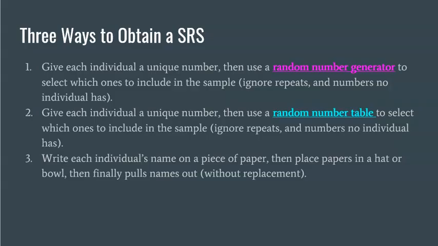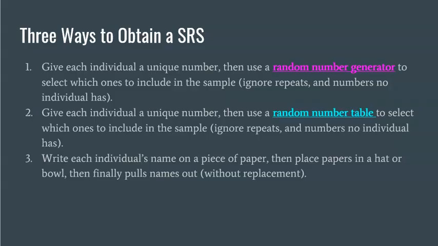The third thing you could do is the more elementary-ish approach, something that most kids would come up with if I had to ask them on their own how to do this. They would just say, well, let's put everybody's name on a piece of paper, put those pieces of paper into a hat or a bowl, mix it up, and then choose them out without replacement, right? So if Dawn gets picked, I don't want to pick Dawn again. And if Rebecca gets picked, I don't want to pick Rebecca again.